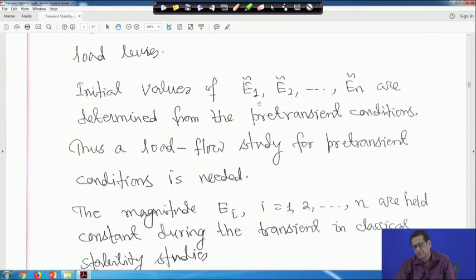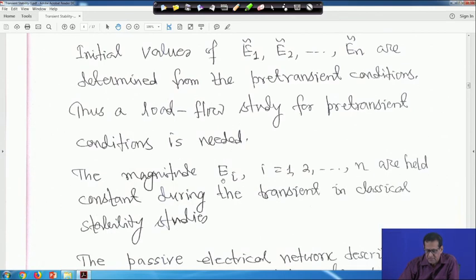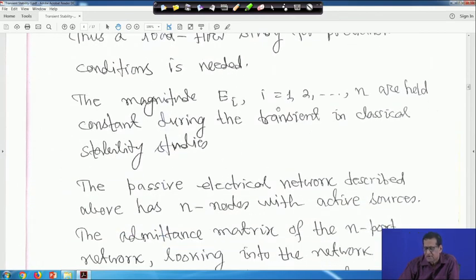Initial values of E1 tilde, E2 tilde up to En tilde, these are phasor quantities, that is why I have used tilde, are determined from the pre-transient condition. Thus, a load flow study for pre-transient condition is needed. Now, the magnitude of Ei for i equal to 1 to n are held constant during the transient in classical stability studies. Once E1, E2 up to En are computed, they will remain constant during the transient.